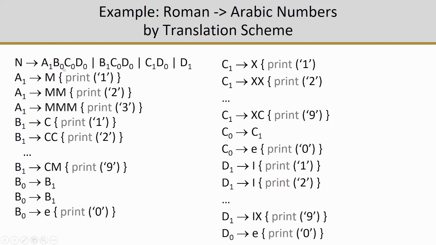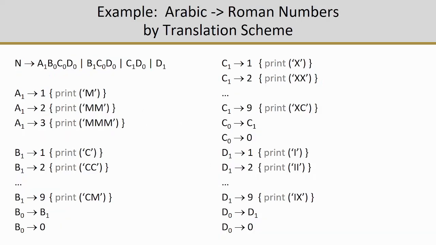That's why we are going to distinguish A1 from A0, so B1 and B0. B1 is the first digit, so it cannot be 0. However, B0 can be a second digit, that's why it can be 0 as well. Okay, and this is the way how an Arabic number can be generated from a Roman number.